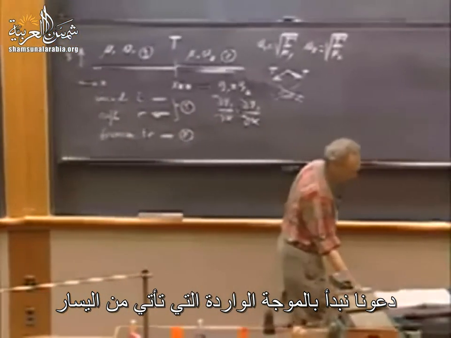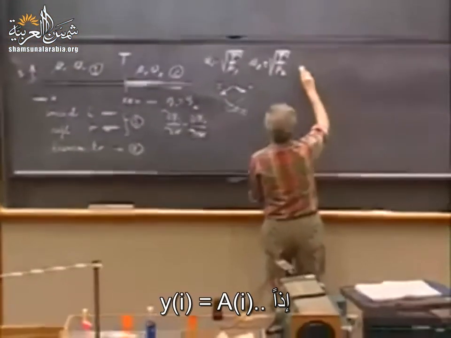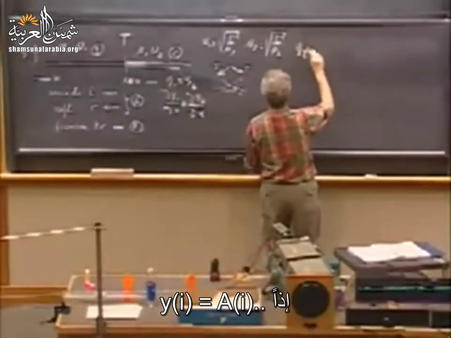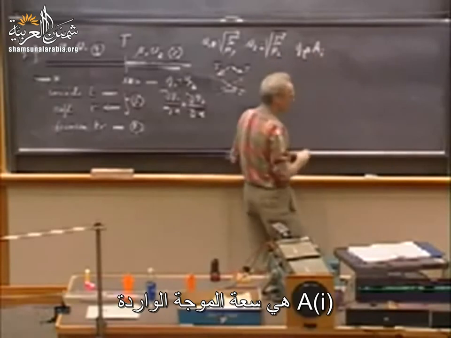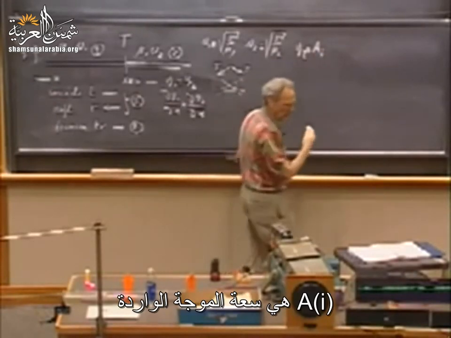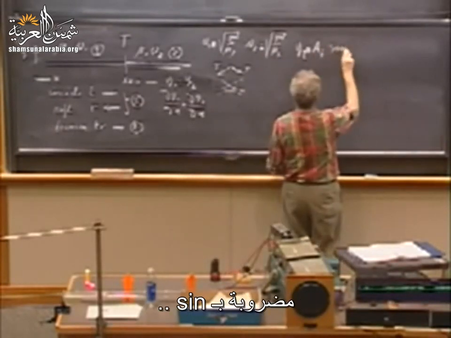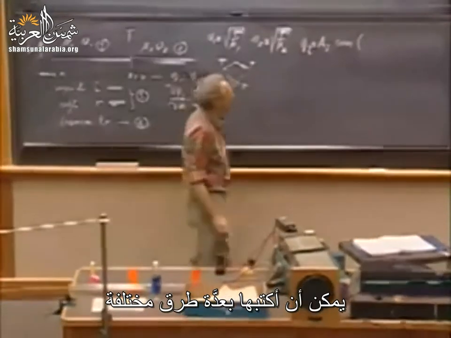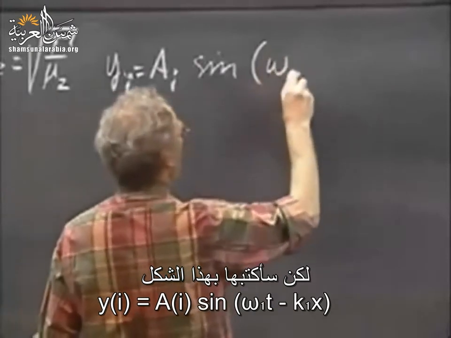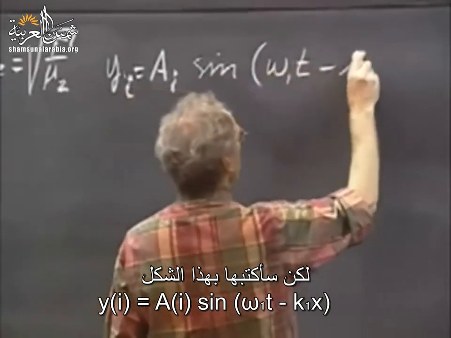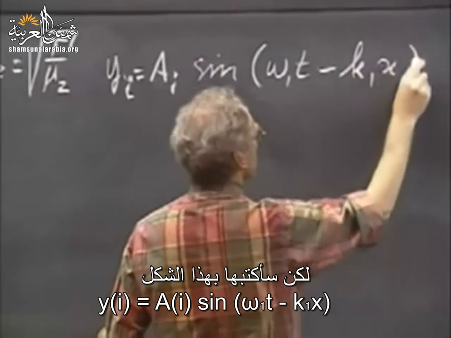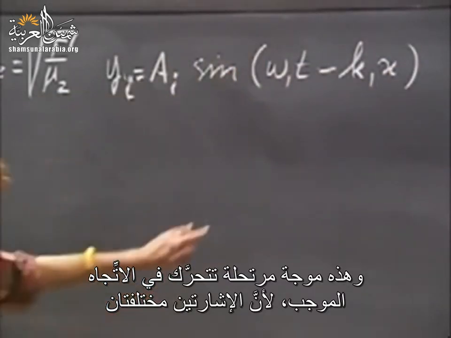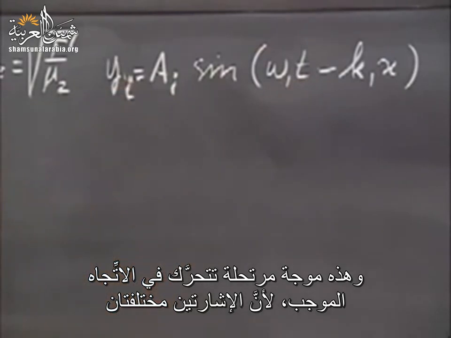Comes from the left. And so y1, the incident wave, has some amplitude A of I, the amplitude of the incident one, times the sine. I can write that in many different ways, but I'm going to write this now as omega 1 t minus k1 x. That's clearly a traveling wave that moves in the plus direction, because the signs are different.